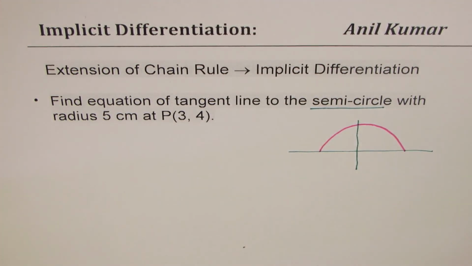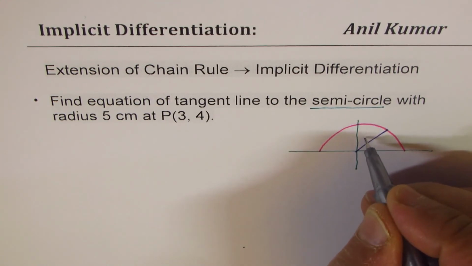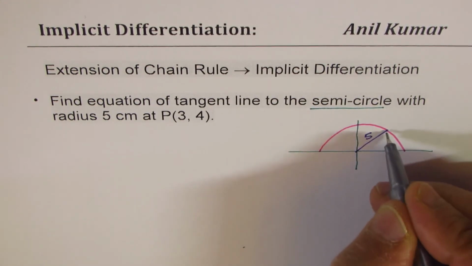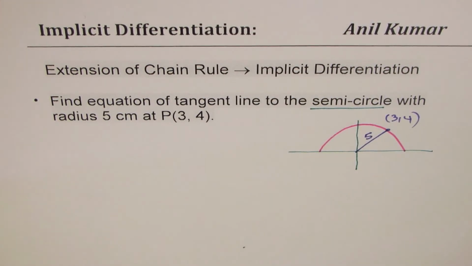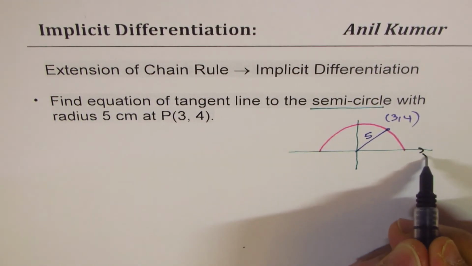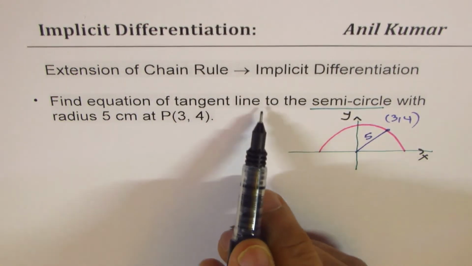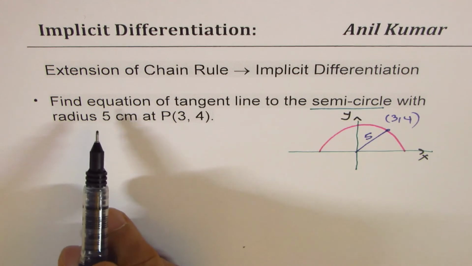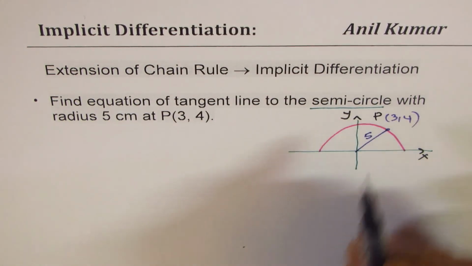So let us say this is the semicircle of radius 5, and there is a point which is (3, 4). Correct? So this is what we're talking about. That is the x-axis, this is the y-axis. Find the equation of the tangent line to a semicircle with radius 5 centimeters at the point (3, 4). Let's call this point P.